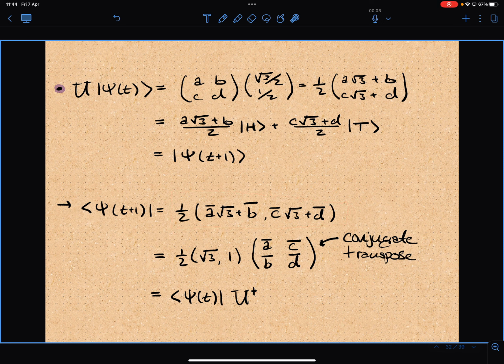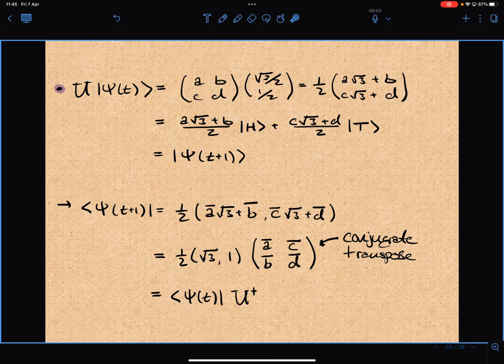And then you can actually check that this row vector is equal to the product of this row vector times this matrix, which is related to our original U matrix. And it's just a conjugate transpose. So you flip it on its diagonal and take the complex conjugate of the elements in the matrix. And this is noted by this. So you have that this complex conjugate of this matrix is acting on this vector.